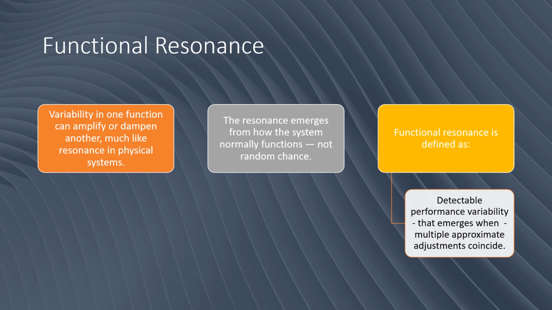Think about resonance in physics. Imagine a bridge shaking in the wind that happens to match the natural frequency of the resonance of that bridge. FRAM uses that metaphor to explain how normal variability in different functions can line up and amplify, creating an accident pathway that previously didn't exist. It's not random chance. It's the system doing what it normally does, just aligning in a very unfortunate way.